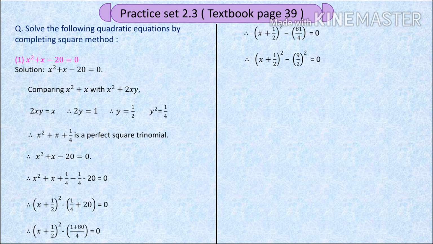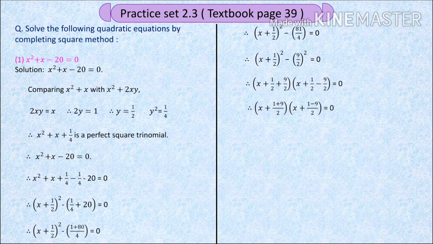Again this equation is of the type a square minus b square. So next step, x plus 1 by 2 plus 9 by 2 in one bracket and x plus 1 by 2 minus 9 by 2 in another bracket, which is equal to 0. Now equate each term to 0.